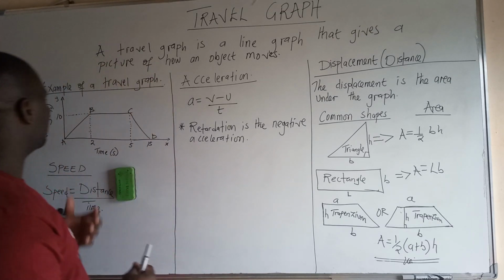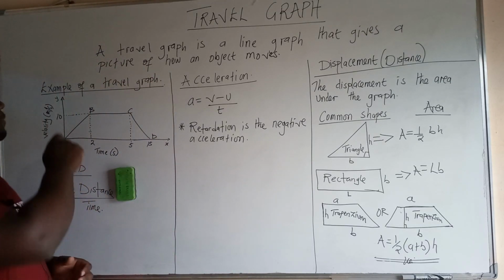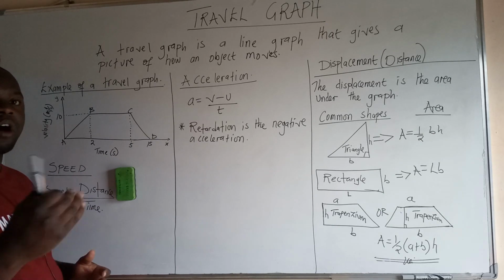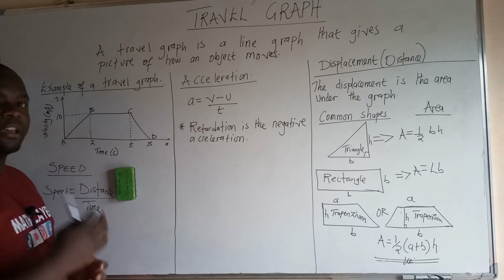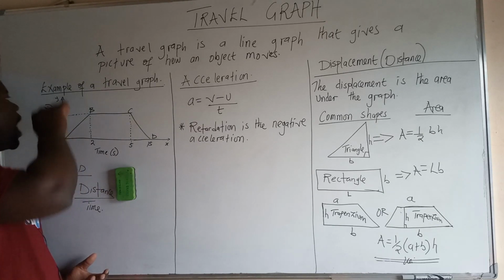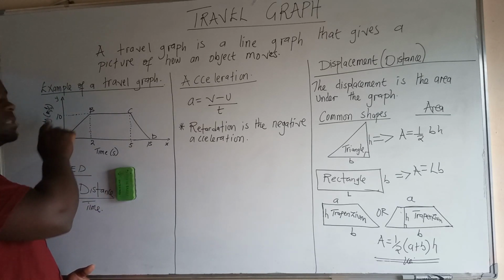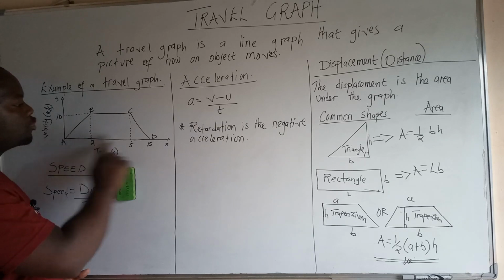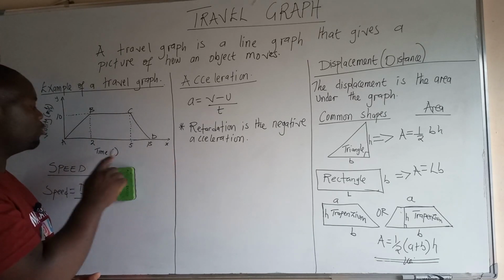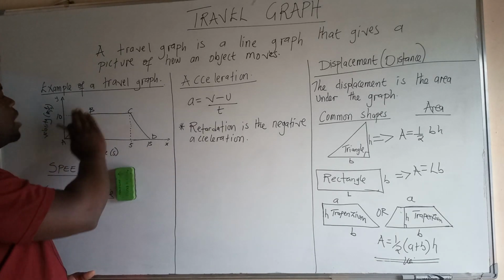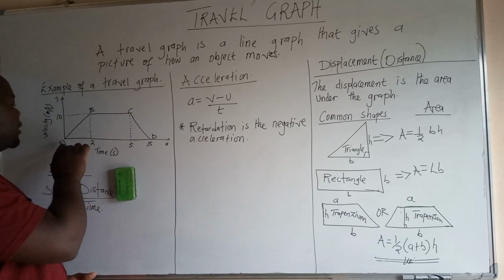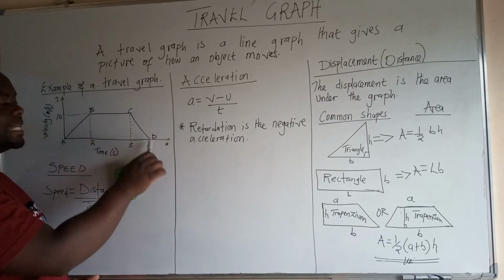For example, I've got this diagram here. So this is a velocity-time graph. How do we know that this is a velocity-time graph? Very simple. On the vertical axis, which is the y-axis, you are always going to be given velocity, which is meter per second. And then the horizontal axis, which is the x-axis, will be given time. So we have the movement of this object from point A, B, C, and D.